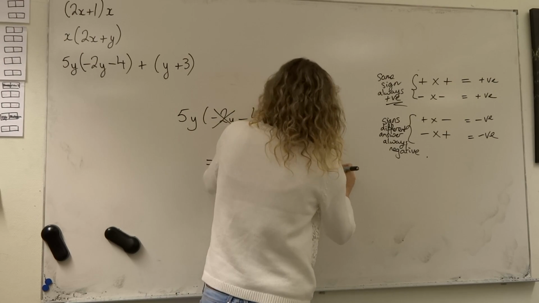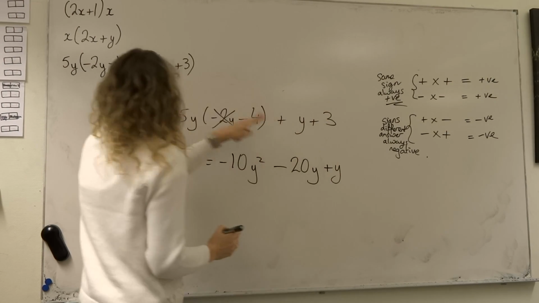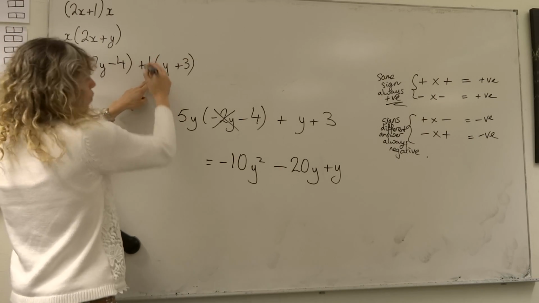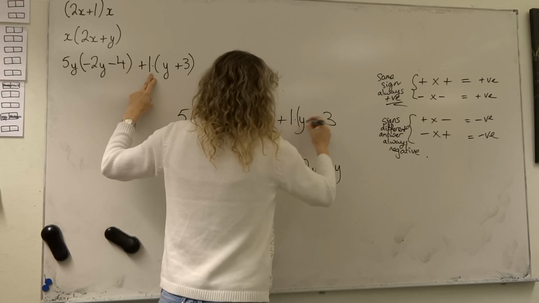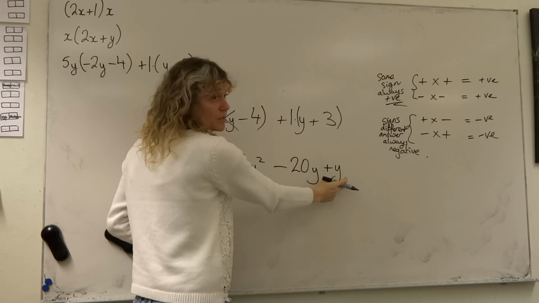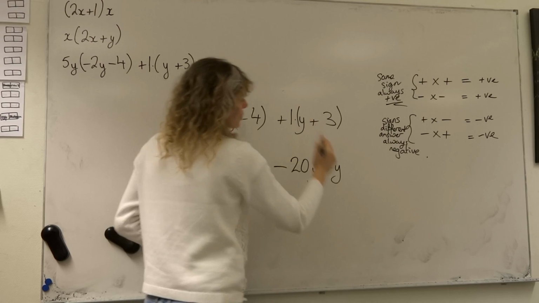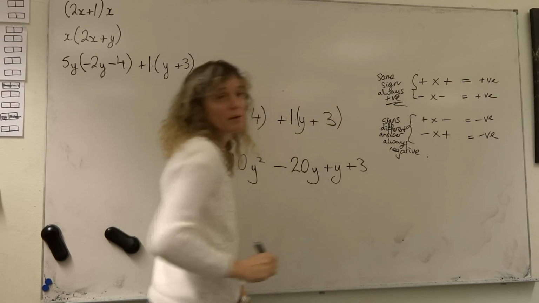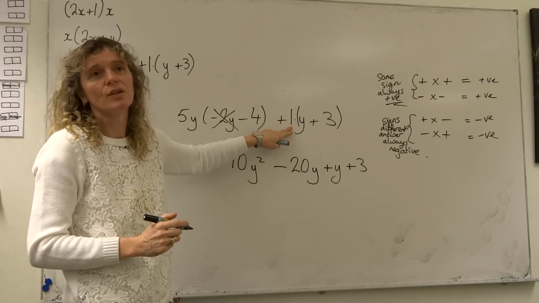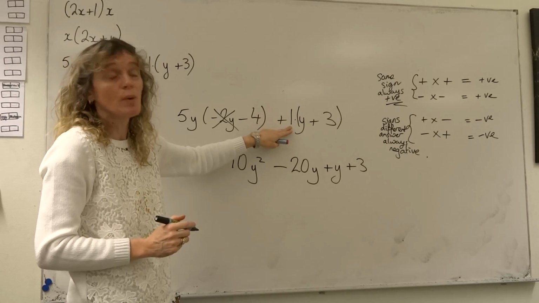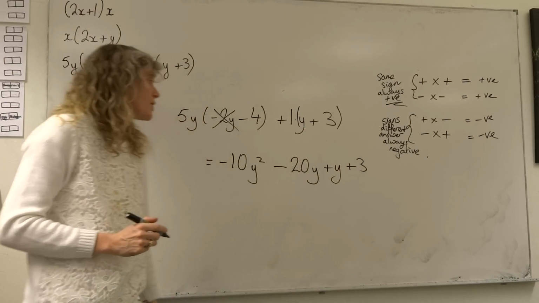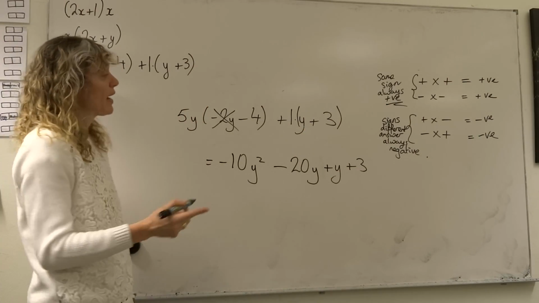Well, we've got a plus y here. In front of this bracket is actually just like a 1. So when we expand that bracket out, we're doing plus 1 times y giving us plus y, and plus 1 times plus 3 giving us plus 3. So there's also a 1 in front of that bracket, you can say, and you have to multiply it as well. So 1 times y giving us y, and 1 times plus 3 giving us plus 3. Okay, so now we have to simplify it.